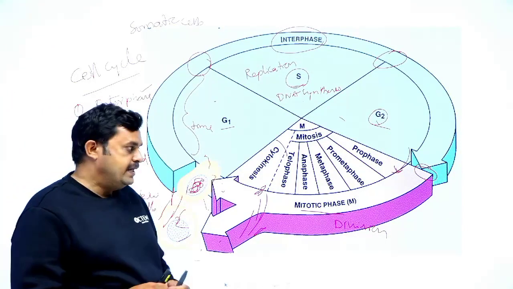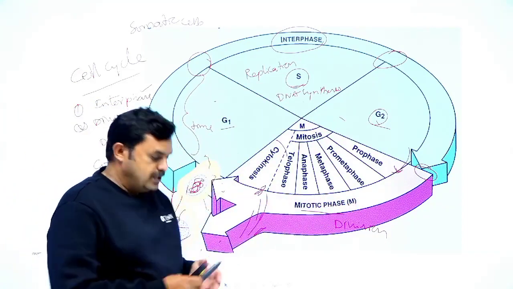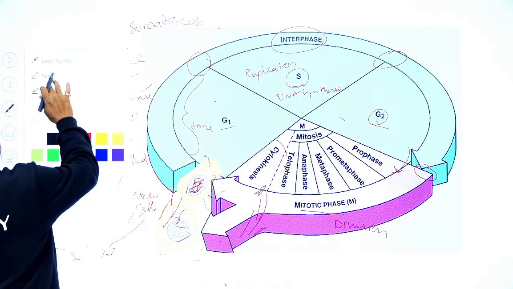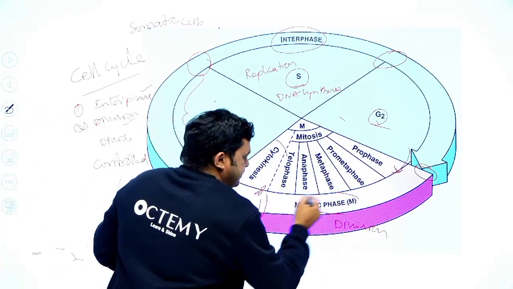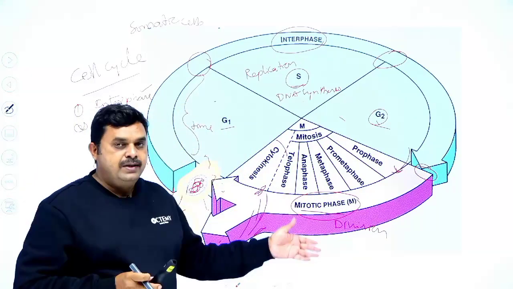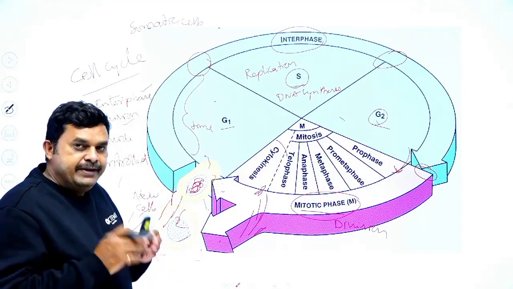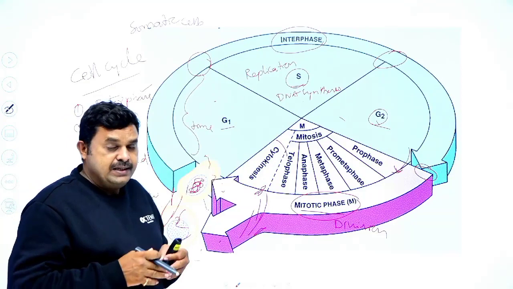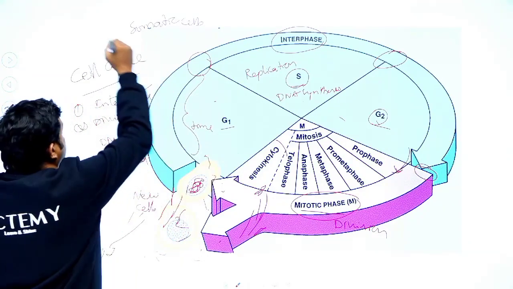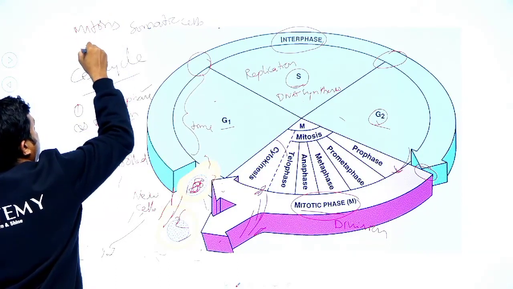So in the cell cycle, gap 1, synthetic, gap 2, then it enters the division phase. Now we need to discuss the division phase. Division phase occurs in two types, mitosis and meiosis. Any cell of a living organism undergoes either mitosis or meiosis.